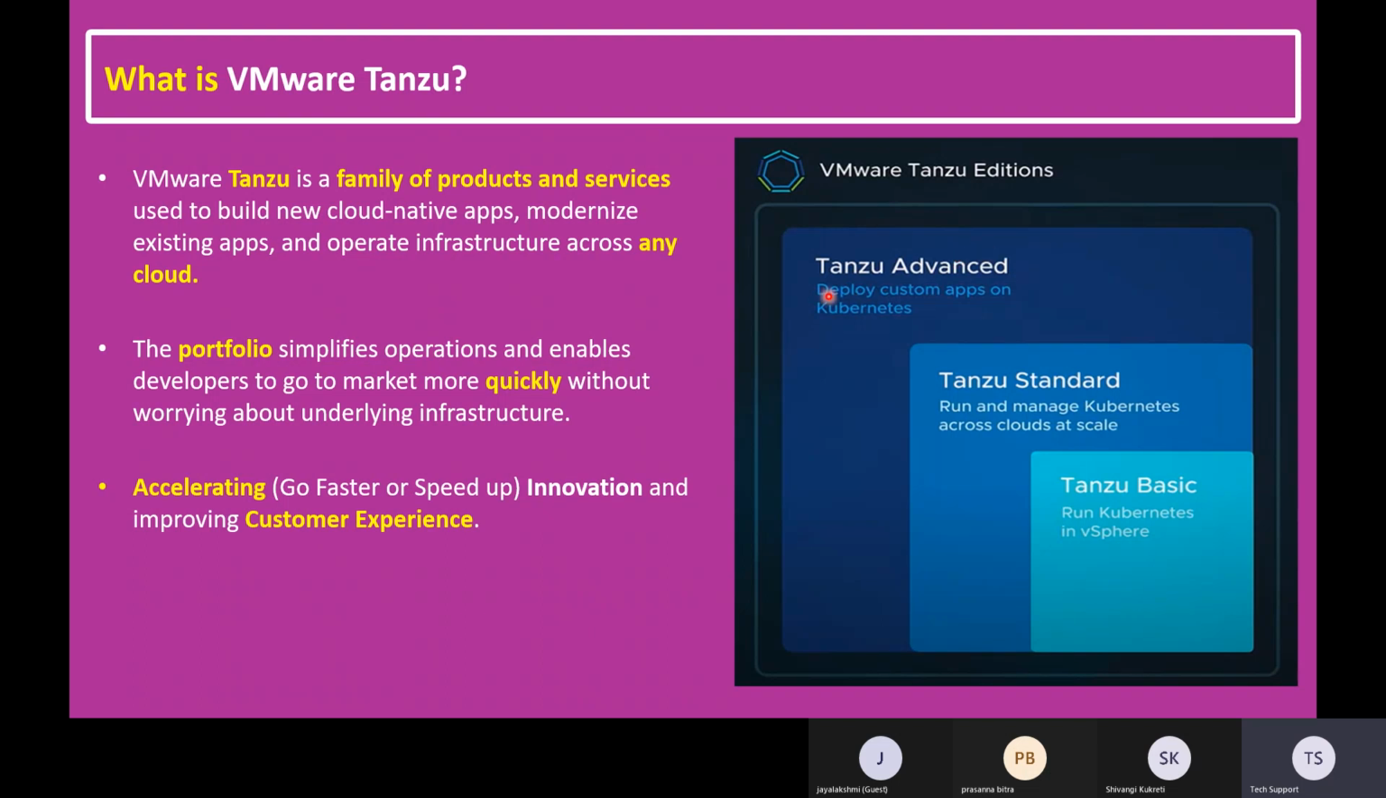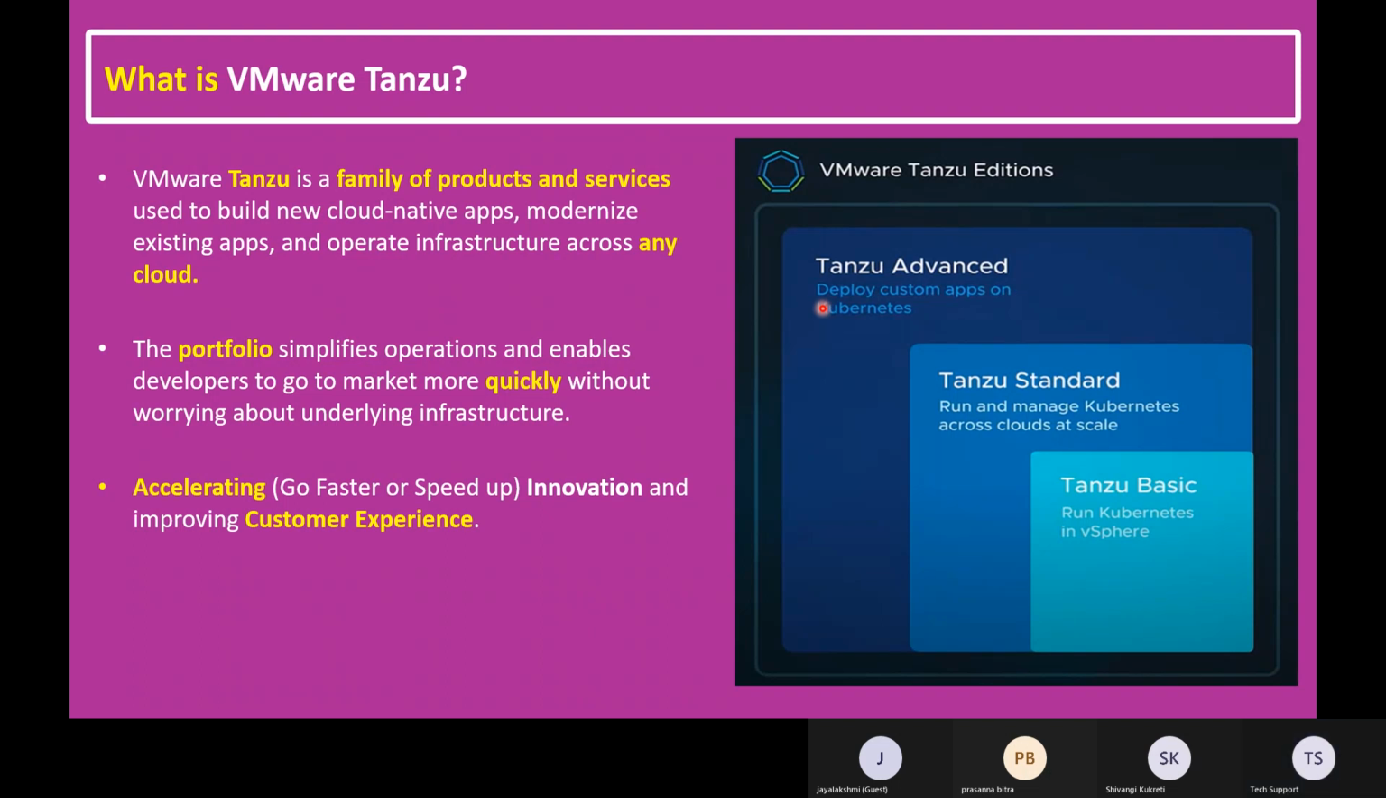This Advanced edition allows you to deploy custom applications. Custom means we can run multiple third-party applications on Kubernetes also. But in Standard and Basic, there are some limitations. Basic means we already stick with the VMware virtualization platform. But when it comes to Advanced, we have the flexibility to use custom apps in Kubernetes.